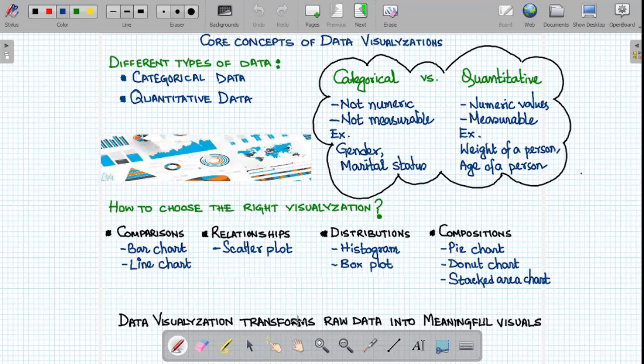Remember, data visualization transforms raw data into meaningful visuals. Here, meaningful is a very important word. We have a few thumb rules. We will explain them first and then we will see individual charts.